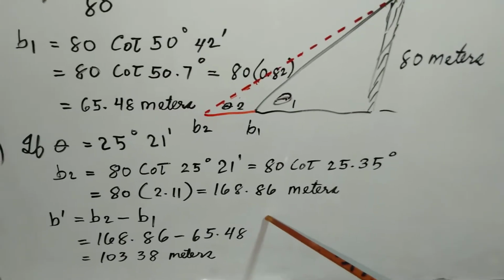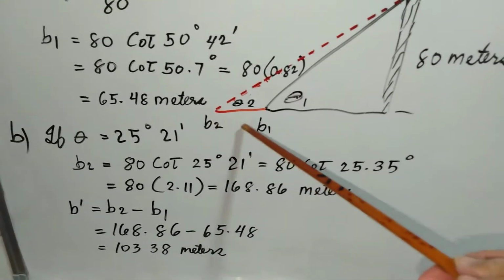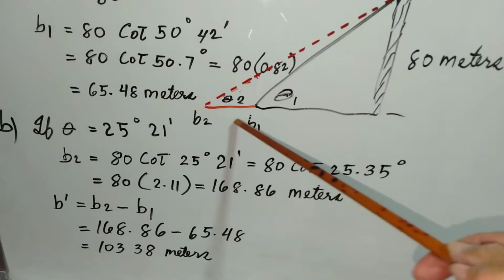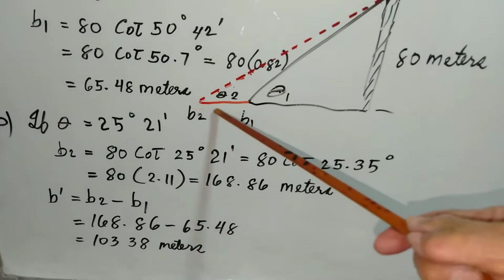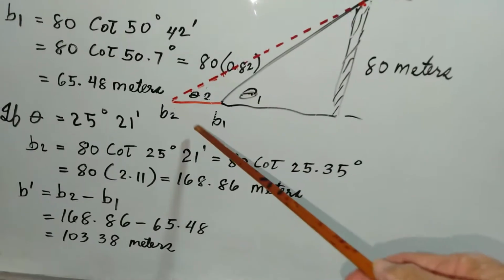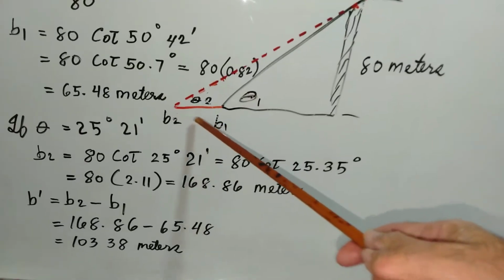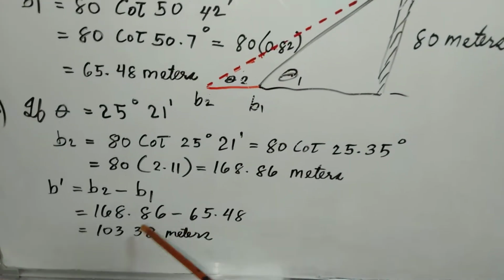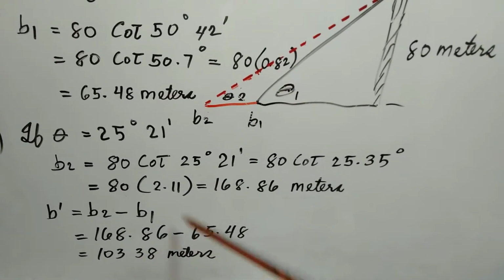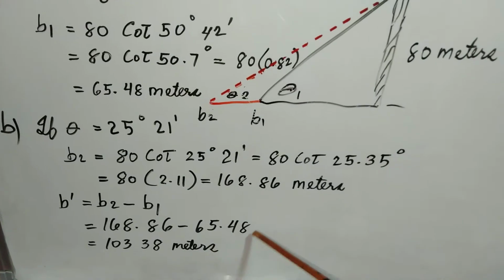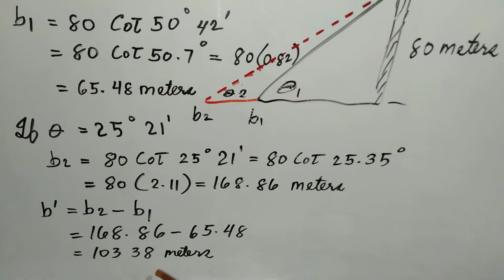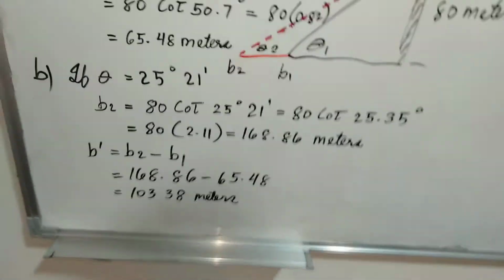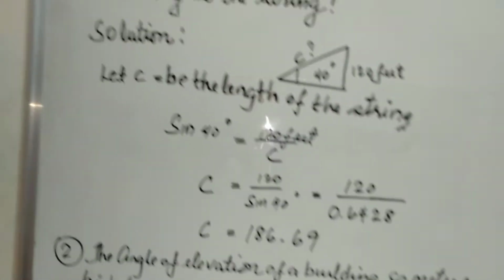So our B2, the distance from the base to B2, is 168.86. To get the distance that the man will have to walk away from the base, we subtract B2 minus B1 to get the distance from B1 to B2. So that will be 168.86 minus the former value of B1, which is 65.48. We're going to get 103.38 meters.